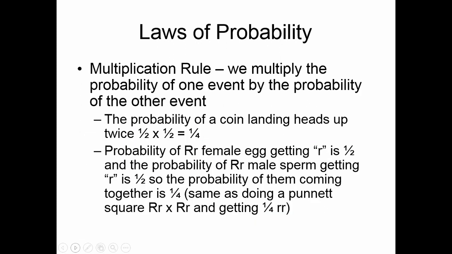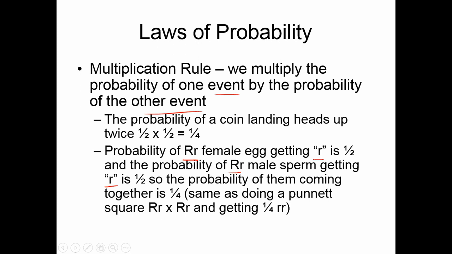The laws of probability tell us that we can actually multiply the probability of one event by the probability of another event. So for example, the probability of a coin landing heads up twice: it's 1/2 each time, so 1/2 times 1/2 is 1/4. Since our alleles separate independently of each other, we can look at the probability of the R allele and the A allele as two separate events and then just multiply them together. So the probability of a heterozygous female egg getting the little r allele is half, and the probability of the heterozygous male sperm getting the little r is half. So the probability of them coming together is 1/4.